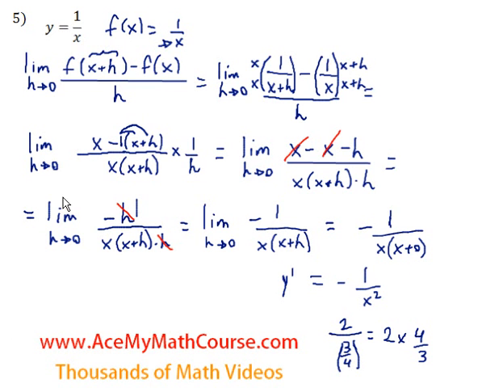So this is the derivative of 1 over x. There we go. 2 rectangular boxes to show the answer. And we're done.